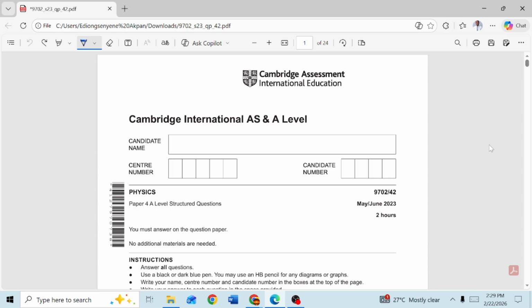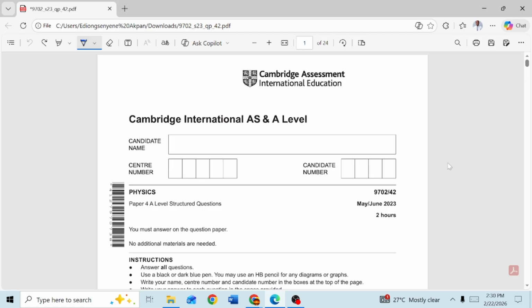Today we want to look at May-June 2023 paper 4 variant 2. In this structured question, I want to look at 4 key topics: gravitational field, ideal gas, oscillation and capacitance. It's quite important that you know how to go about it. If you are struggling with how to answer questions under these 4 topics, I want you to be very attentive as I take you through the questions under this topic in this paper. This is May-June 2023 paper 4 variant 2.